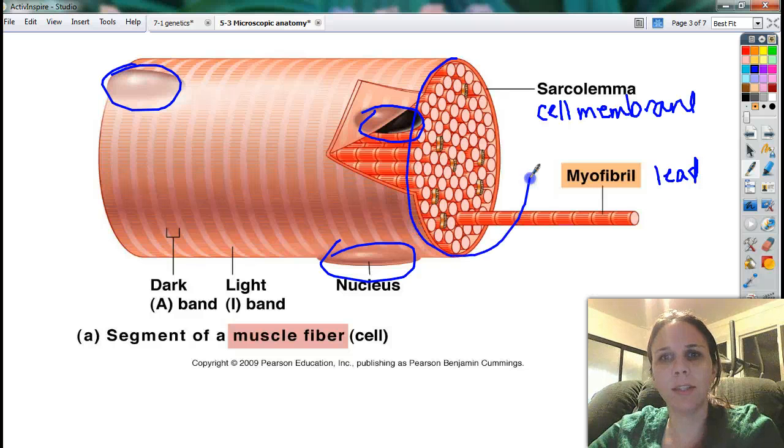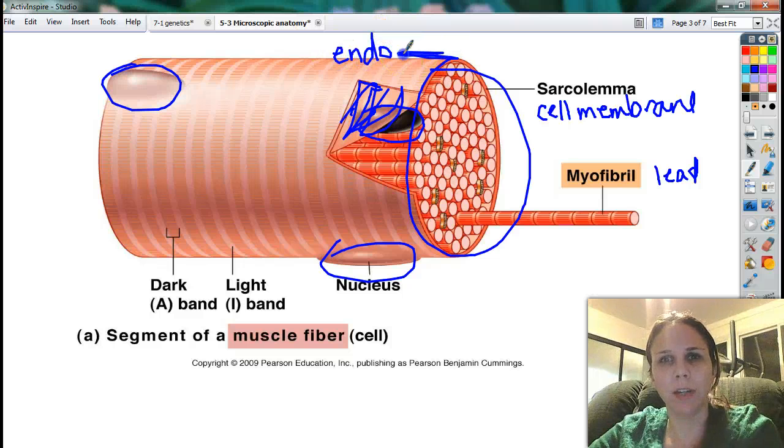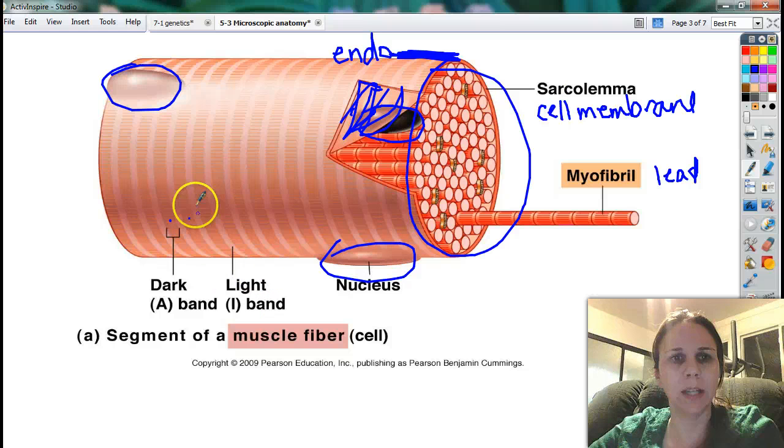So this whole thing is the pencil. This is the outside of the pencil. Surrounding it would be endomysium. That's kind of surrounding it around there. Now in here you notice that there's bands. There's two kinds of bands. There's dark bands and light bands.